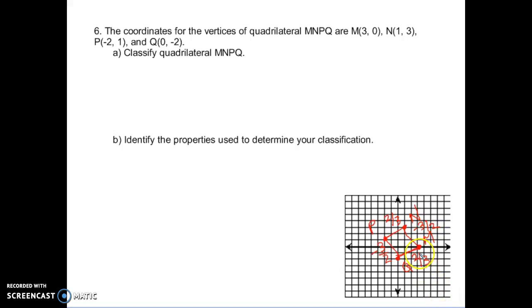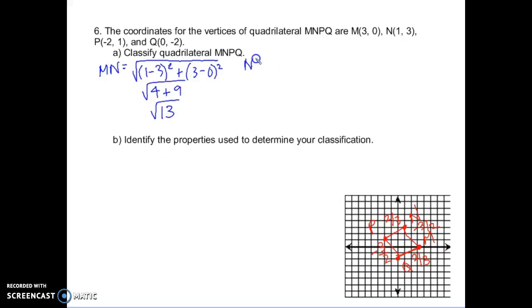So I can definitely get this down to specifically a rectangle because our sides are not only parallel, but they form right angles, they're perpendicular. So now it's a matter of if it's a rectangle or a square. So I'm going to find the distance of all of my sides. So if I look at MN, I have the square root of 1 minus 3 squared plus 3 minus 0 squared. So then 1 minus 3 is -2 squared is 4. And 3 minus 0 is 3 squared is 9. So that's the square root of 13.